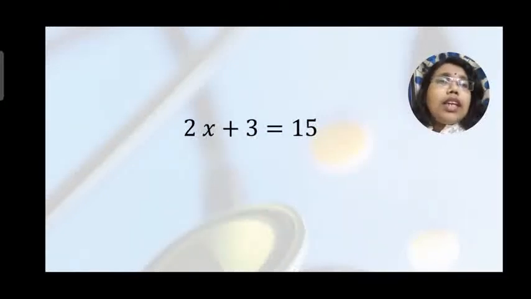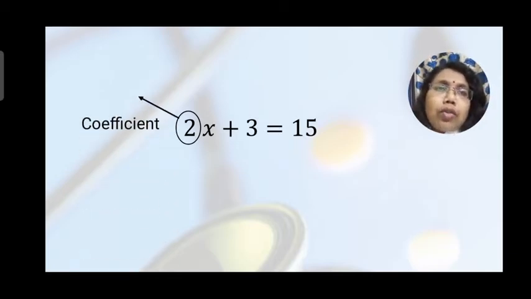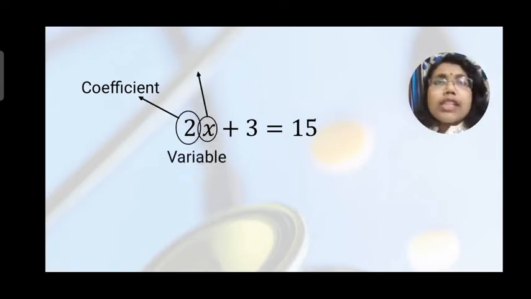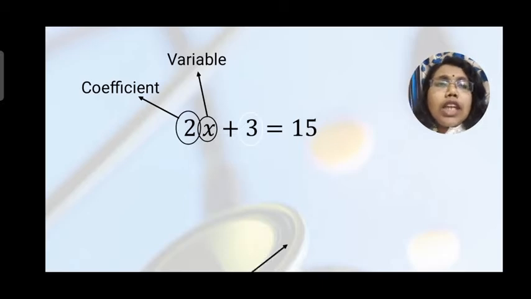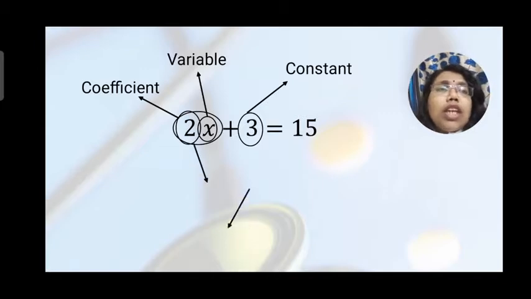Next, let's see an algebraic expression and study the different components of it. First, we have 2, which is coming exactly before the alphabet, therefore it is called a coefficient. Then we have x, which is an alphabet, therefore it's called a variable. Then we have 3, which has no variable attached to it, so it's a constant. This entire thing is called an algebraic expression, and there are two terms in it, 2x and 3, because there's a plus in between.